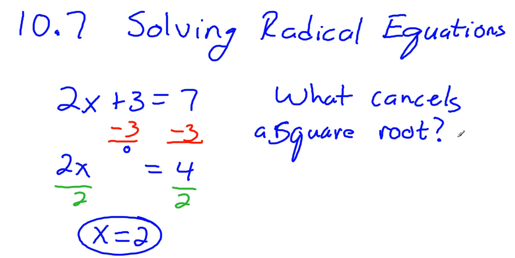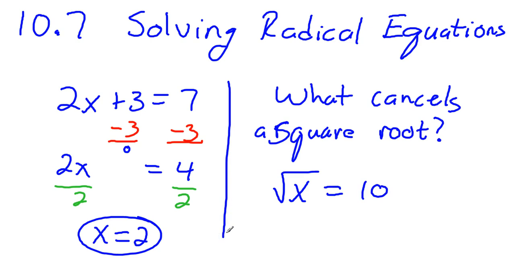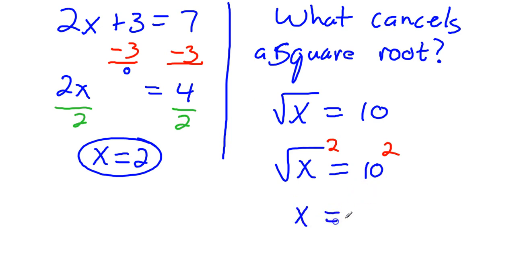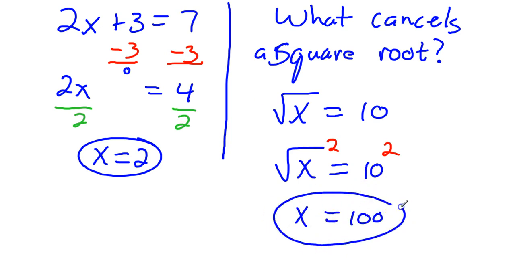Squared, right? So if you have square root of x equals 10, you just square both sides. You're going to take the square root of x equals 10 and square the left side, and you square the right side. As long as you're doing the same thing to both sides, that's what you're looking at. The square root of x squared cancels out and just gives you the x, and then 10 times 10 makes it 100.